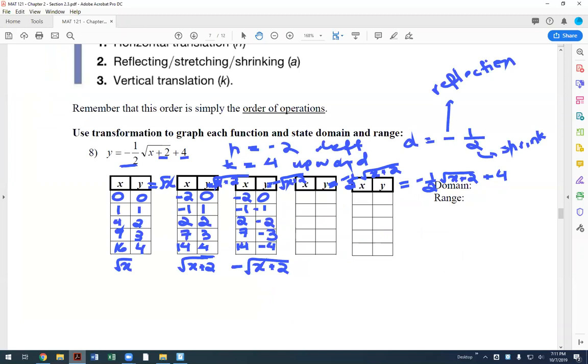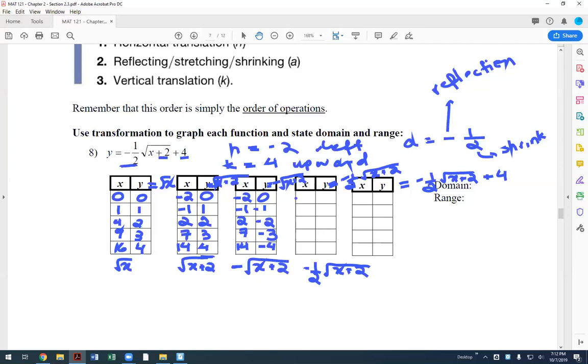It's going to be the -1/2, right? So the -1/2 square root of x plus 2. If you just take a second to think, what's the change that's going to happen from this table to this table, from the negative square root of x plus 2 to the -1/2 square root of x plus 2? You're actually going to just reduce the y values by half, because that's where our shrinking is happening.